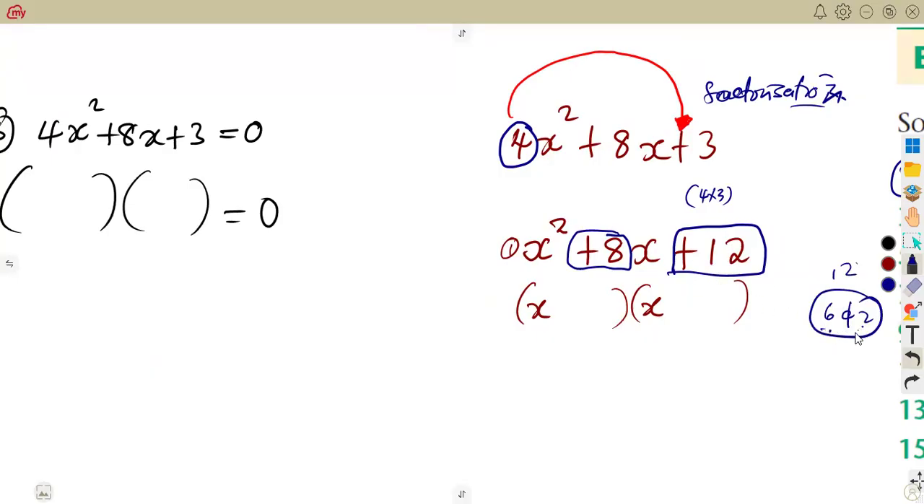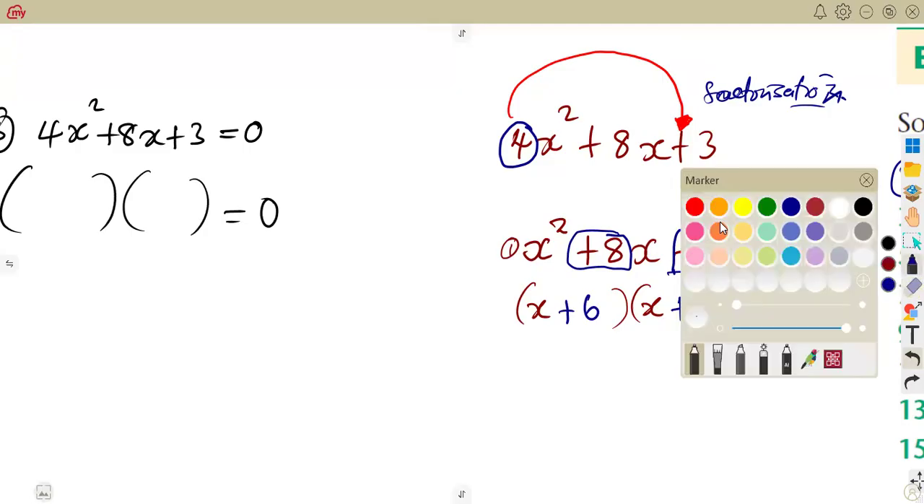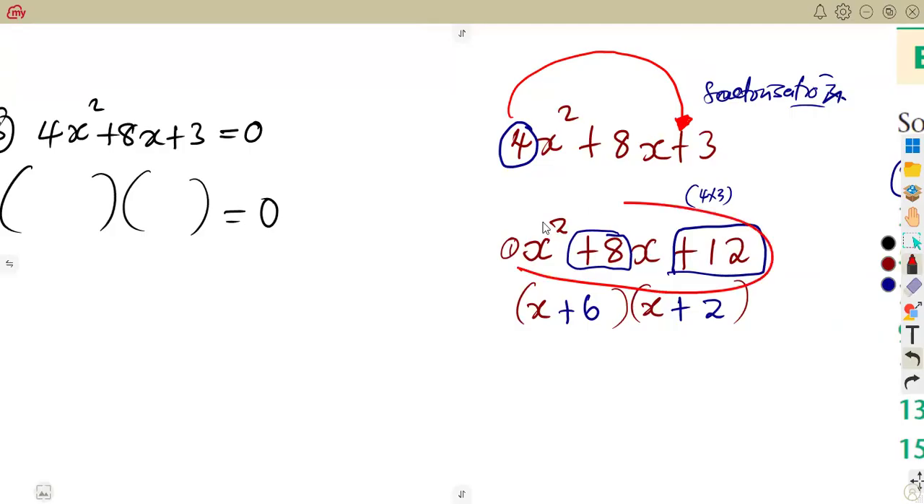If you add 6 plus 2, that's 8. So we've got plus 6, and we also have a plus 2. So these are the two numbers. But remember, I said this is not your final answer. It is the factorization that happened on this bracket. So what is it that you're going to do?